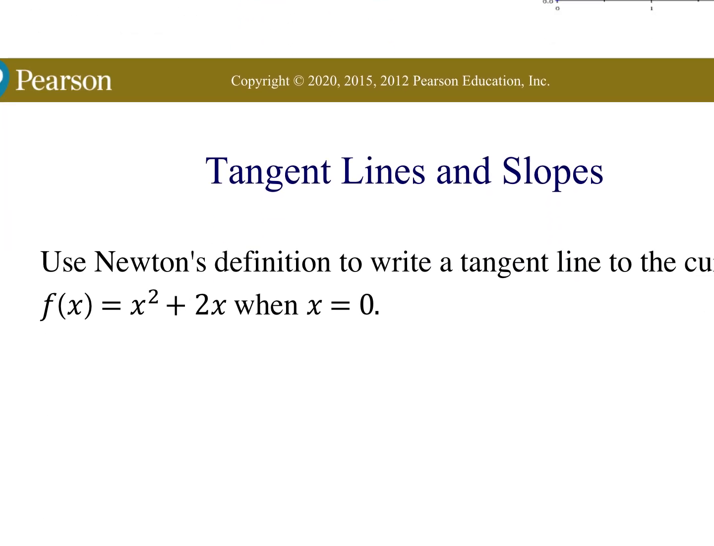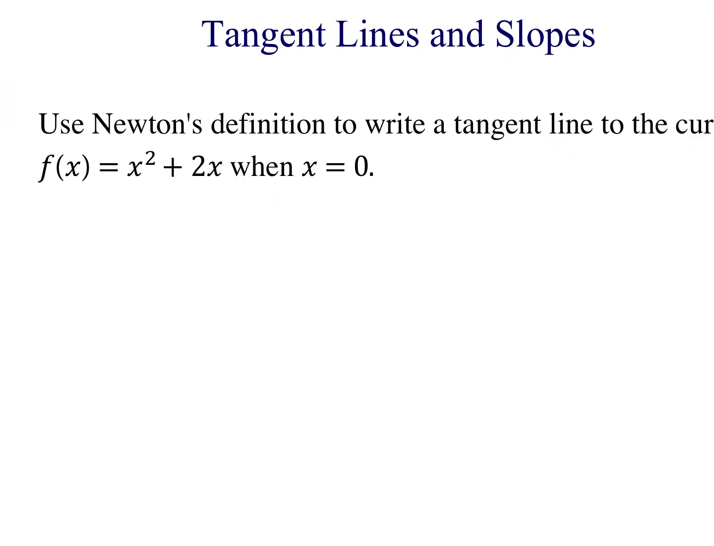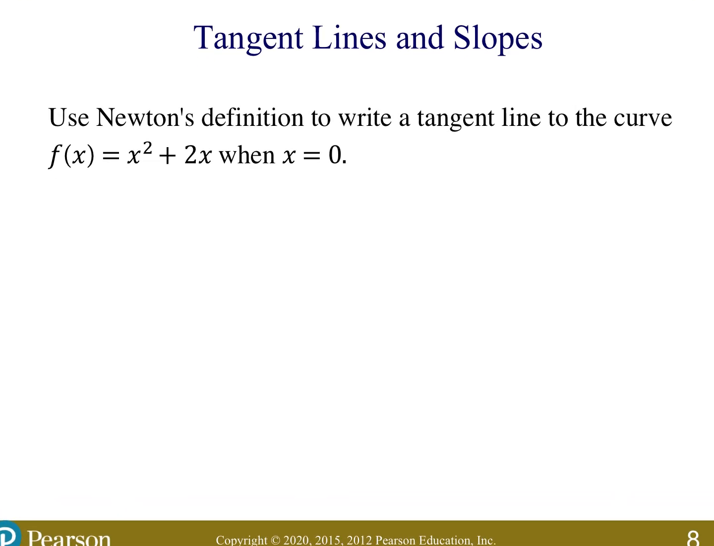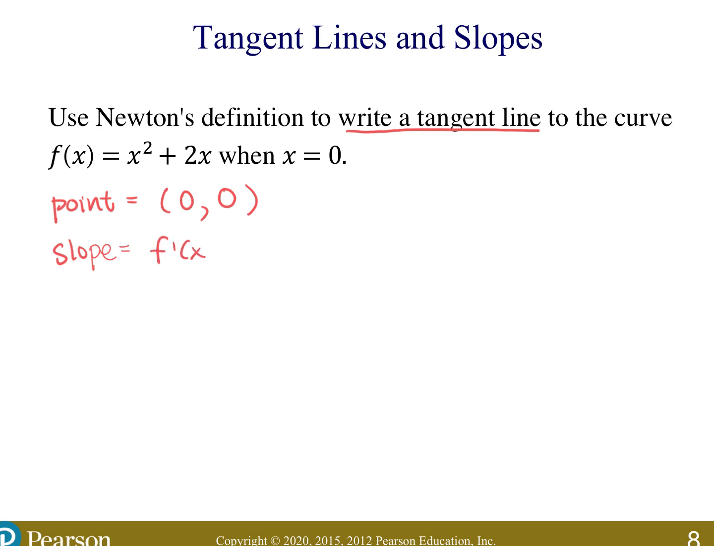All right. So let's use Newton's definition. We'll see if we like that any better. Use Newton's definition to write a tangent line to the function when x is 0. All right, so same thing. It says write a tangent line. So that means first you need to declare what your point is. My point is going to be at 0, and what's the y value of the point? 0. Okay, so 0, 0. The slope, this time we'll be using Newton, which is f prime.